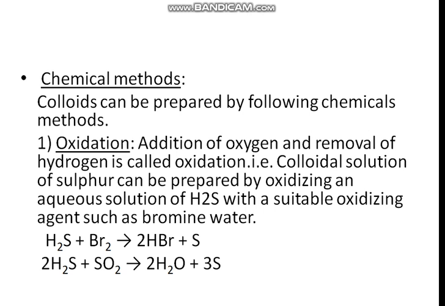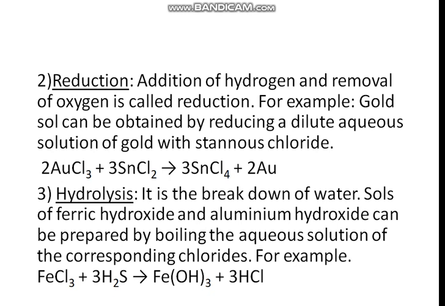And here is the next, miscellaneous method, that is the chemical method. Colloids can also be prepared by chemical reactions. First one is oxidation. Addition of oxygen and removal of hydrogen is called oxidation. That is, a colloidal solution of sulfur can be prepared by oxidizing an aqueous solution of H2S with a suitable oxidizing agent, that is bromine water. And here is the reaction for the conversion of material into the colloidal size range.